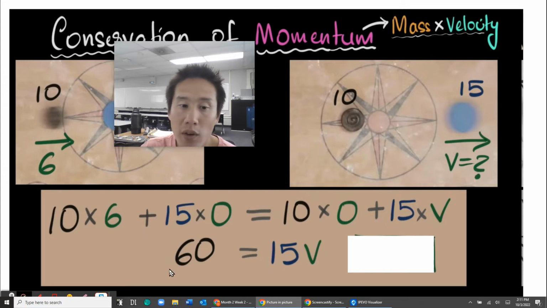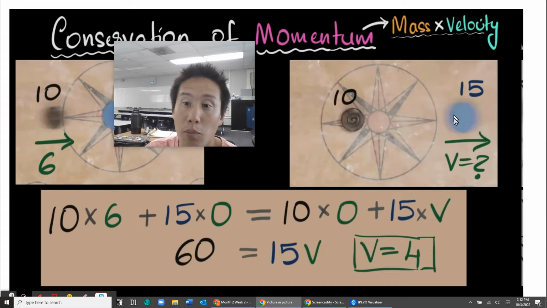How would we do that? We would divide both sides by 15, the algebra way, to get rid of the 15, so we just have v. The 15s cancel out. 60 divided by 15 is 4. So the velocity of this button over here is now 4. If you don't know the units, it's just meters per second.